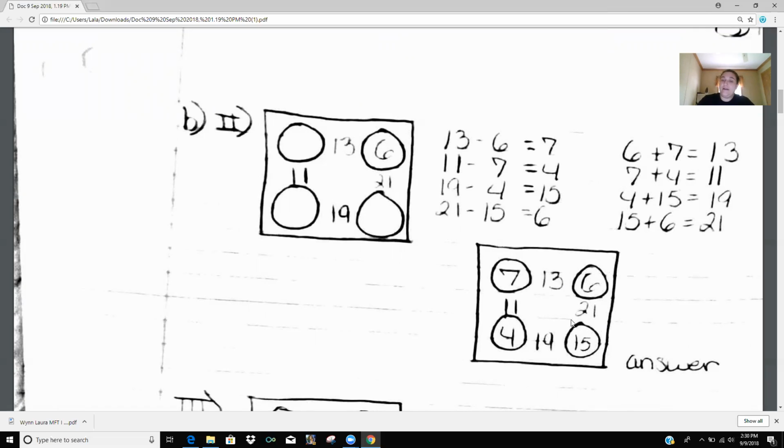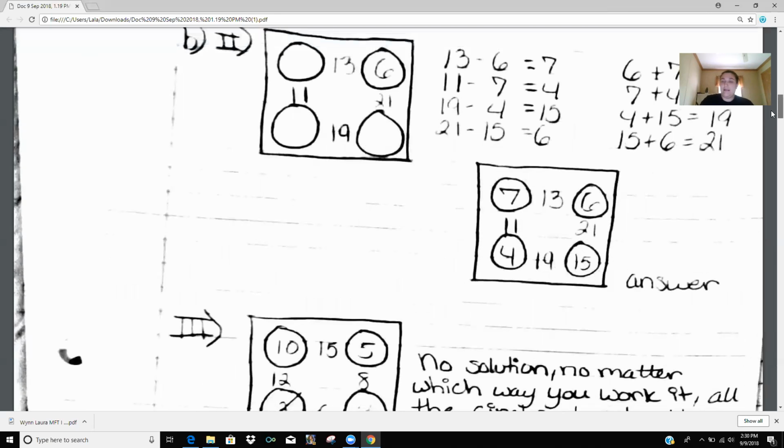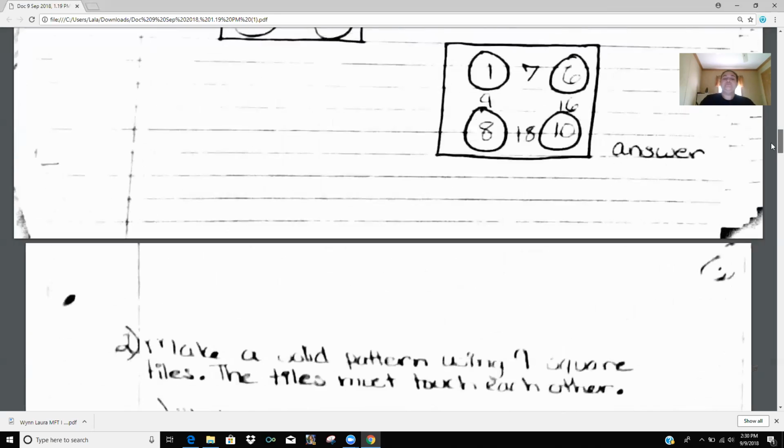I've filled it in down here, and now you always want to double check your work. Since we found the answers by subtracting, we're going to add. So 6 and 7 is 13. 7 and 4 gives us 11. 4 and 15 gives us 19. And 15 and 6 gives us 21. Now there's a few more problems just like that, and that's how you work those.